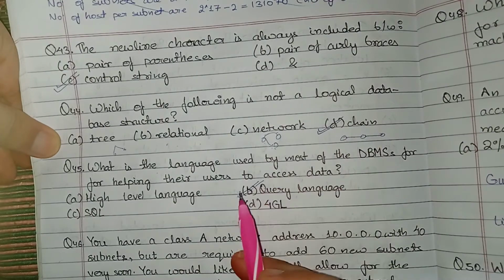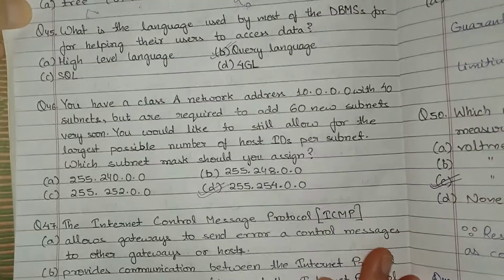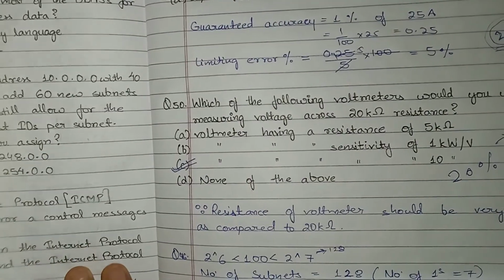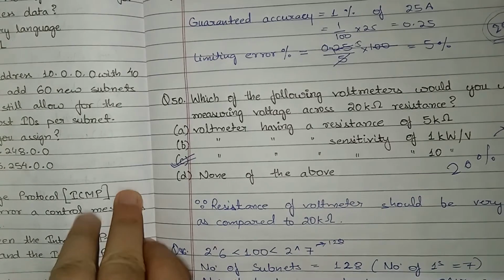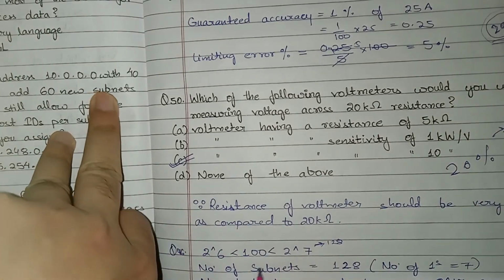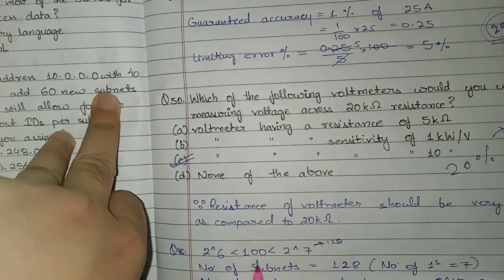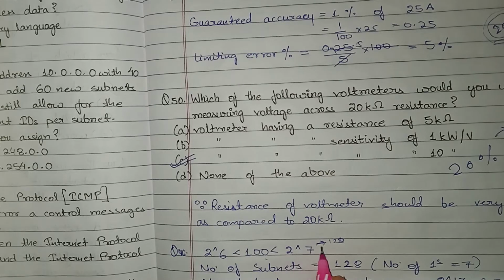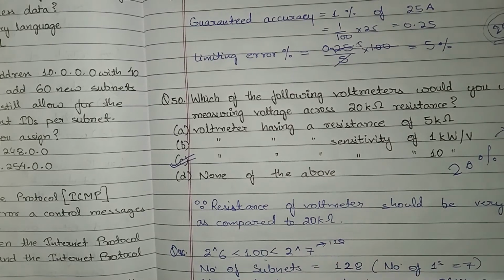Theoretical. Question number 46. Have a look at it. So 40 subnets and 60 subnets become 100 subnets. We have to take maximum number of subnets. So we'll take 2 to the power 7, 128 subnets. Number of subnets is 128.